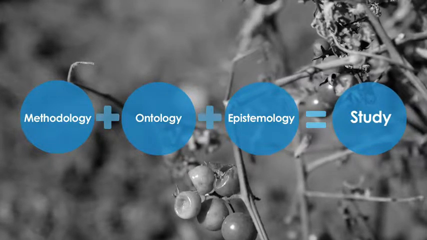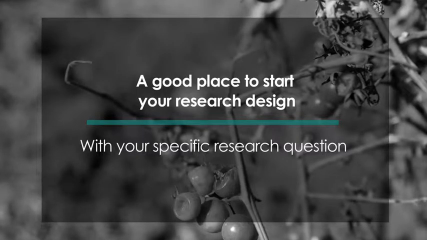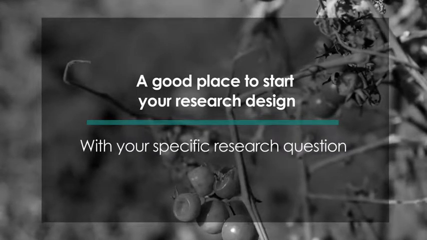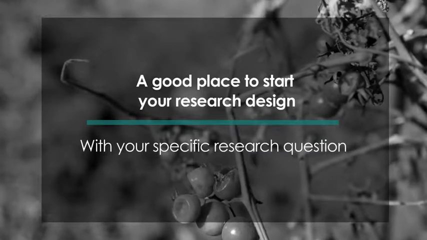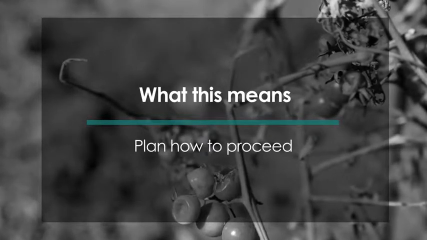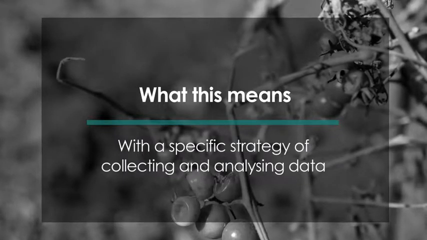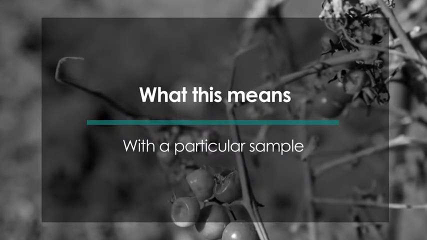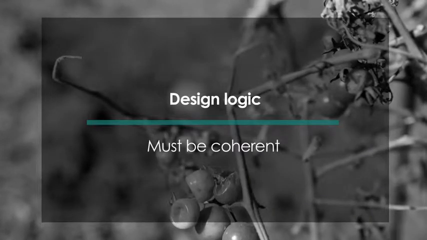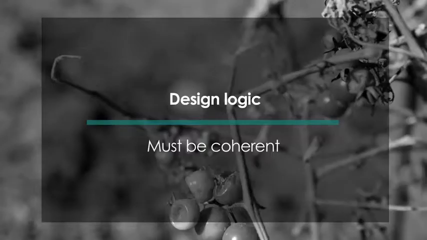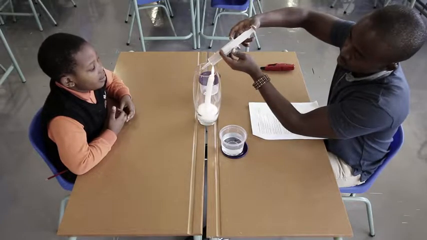When thinking about your research design, a good place to start is with this specific research question. From the question will come the design of the study. This means that you will be planning how to go forward with a specific strategy of collecting and analyzing data with a particular sample. If these components are coherent, there is design logic. For example, Francois is interested in children's early science concept development.